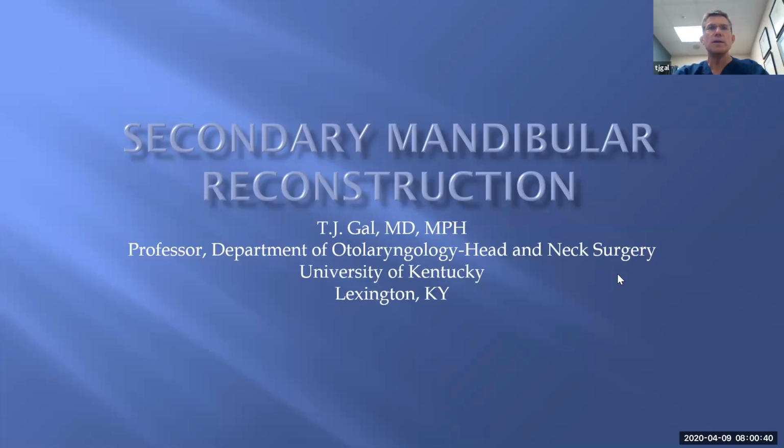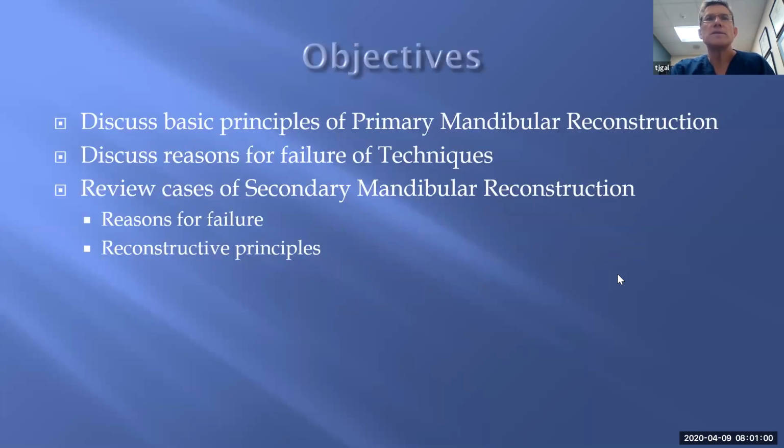Secondary mandibular reconstruction is basically when your primary mandibular reconstruction fails. What are your options? What are the causes of it? And how do you manage it? So the objectives today, again, it's a little hard to talk about secondary mandibular reconstruction without talking a little bit about primary reconstruction. We'll talk about the reasons that the primary reconstruction fails, and then we're going to go through some cases looking at the reasons for failures as well as the reconstructive principles.